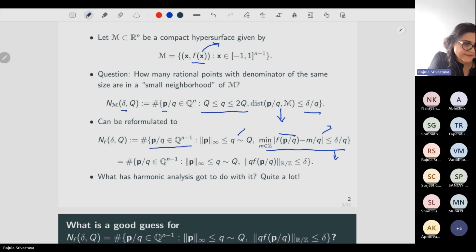The second condition is again just saying that the denominator is roughly of size q. And the first condition is saying that the numerators are bounded by the denominator, the size of the numerator, which is just because I'm parameterizing my surface over the unit cube. So it has to lie in the unit cube, that's it.